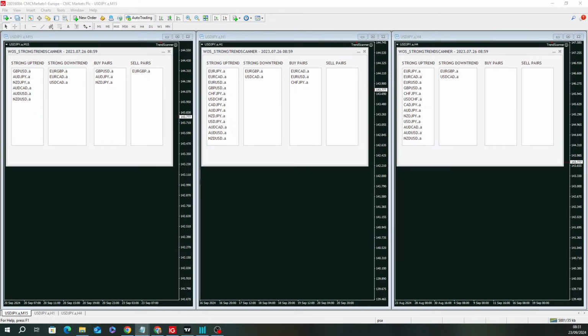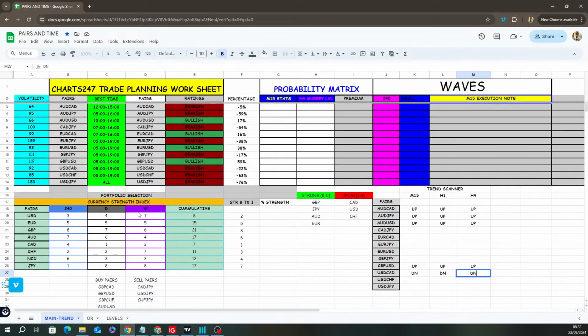I've done the portfolio selection yesterday. This is key to our methodology. So today we're going to be looking at the result of the portfolio selection that we did. So we have the buy pairs and the sell pairs on the chart.